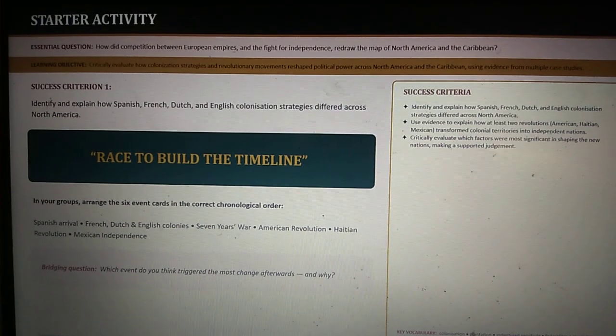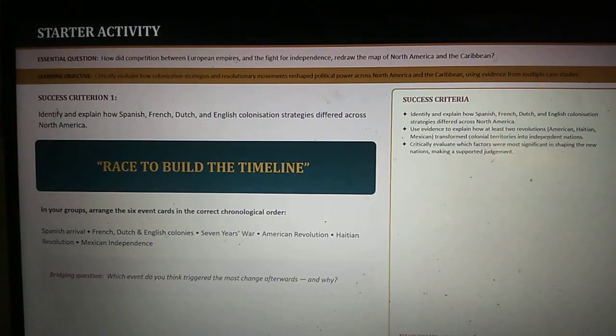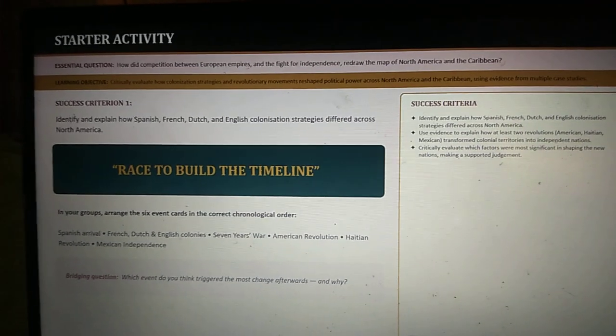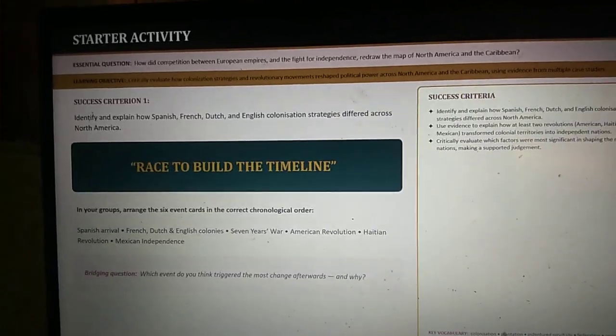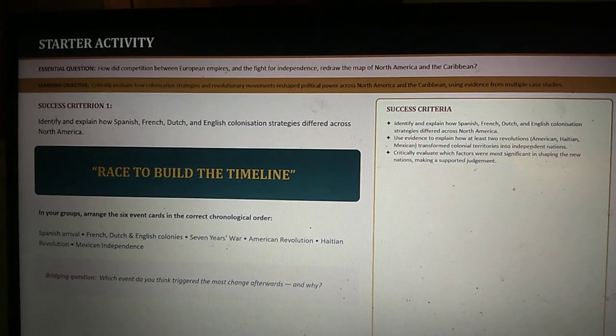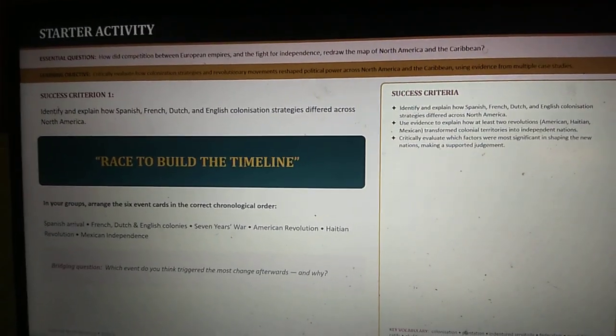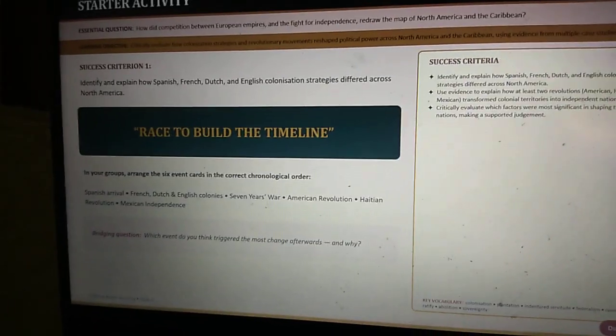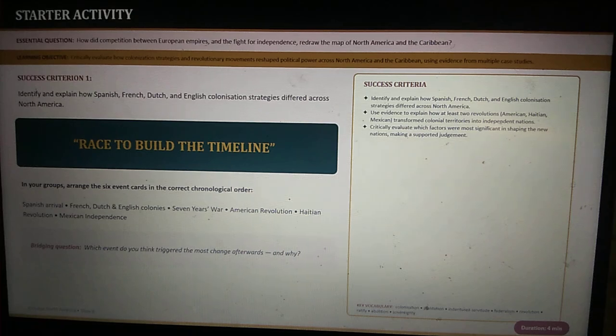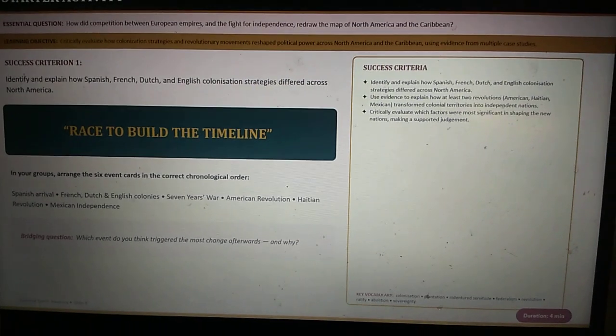For example, my very lower order success criteria is this, where I have asked the students to identify and explain. So this is my first activity, where I have given the students six event cards, and I have asked the students to arrange these in a chronological order. Whenever you have a demo class or observation class, teachers, make sure that your observation starts from the first activity. The differentiation should be seen clearly.